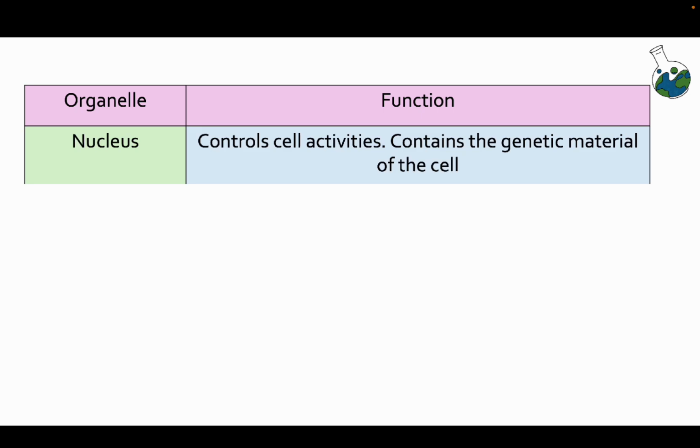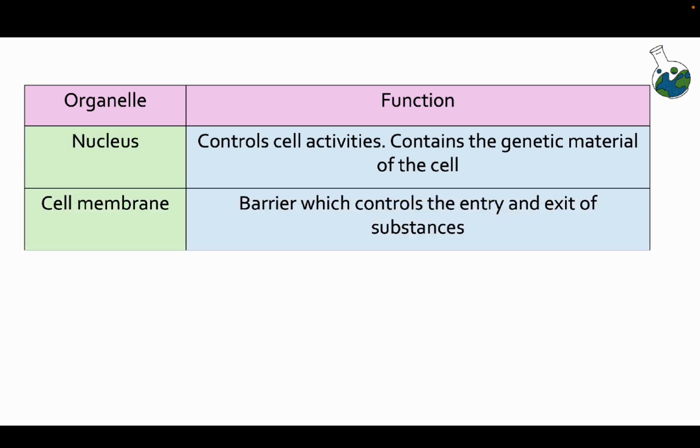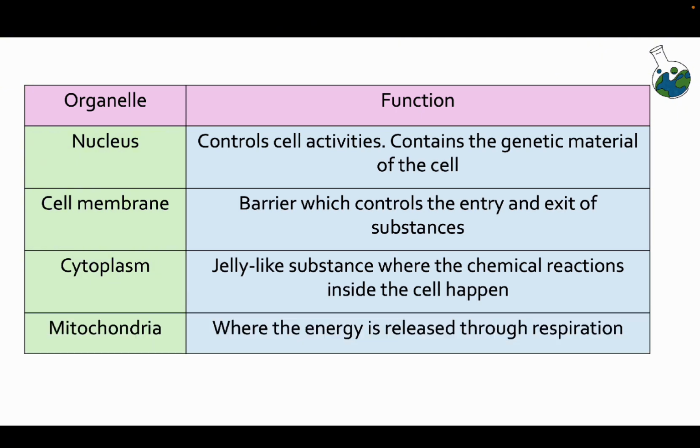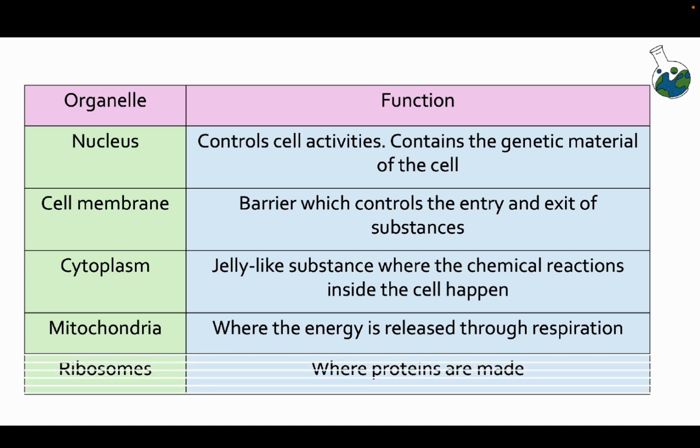The first one is your nucleus. This controls cell activities. It contains the genetic material like your DNA and your chromosomes found inside the cell. The next organelle is your cell membrane. This is a barrier and it controls the entry and exit of substances. Next was your cytoplasm. Your cytoplasm is a jelly-like substance where chemical reactions happen. Followed by your mitochondria. Mitochondria is where energy is released through respiration. And then finally your ribosomes. Ribosomes are where proteins are made.